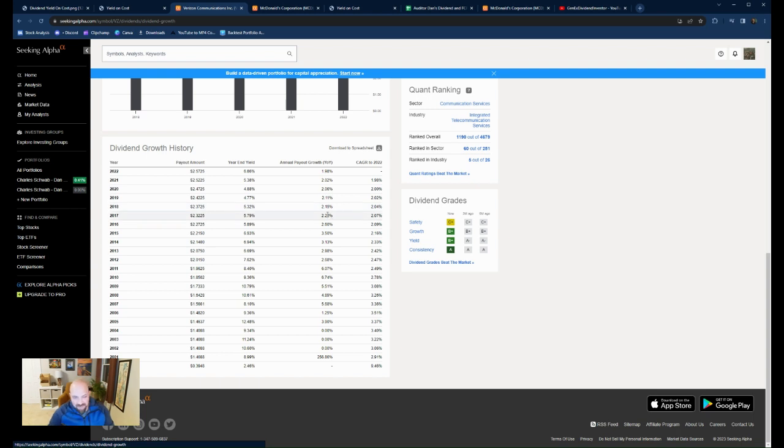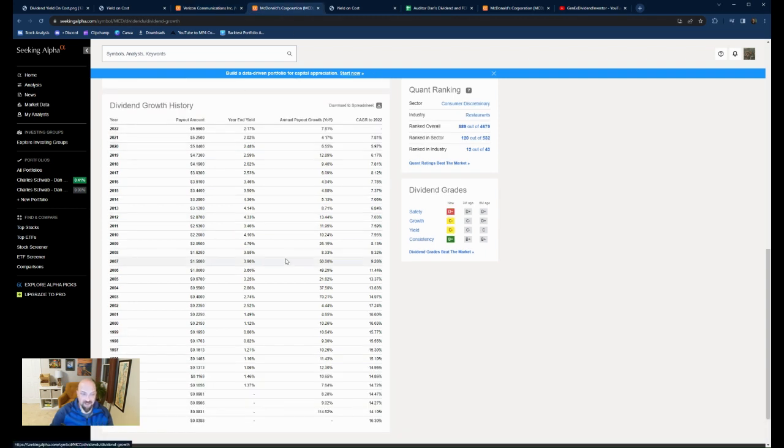So before I throw in my model, this is Verizon. Look, they started out kind of strong in the beginning, right? They had some good 5 or 6% dividend growth years, but in recent history, it's been 2% per year, basically. For the last 7-8 years, 2-3%.